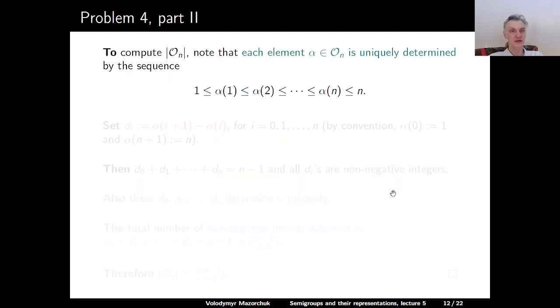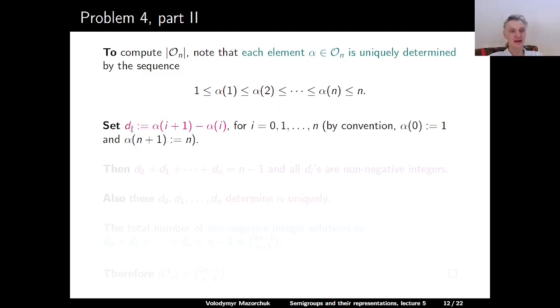To compute the cardinality of On, note that each element alpha in On is uniquely determined by the sequence of the values of this element at the elements of our set 1, 2, and so on, n. And this sequence is weakly increasing. So alpha of 1 is greater than or equal to 1, alpha of 2 is greater than or equal to alpha of 1, and so on, all the way up to alpha of n, which is greater than or equal to alpha of n minus 1, and less than or equal to n.